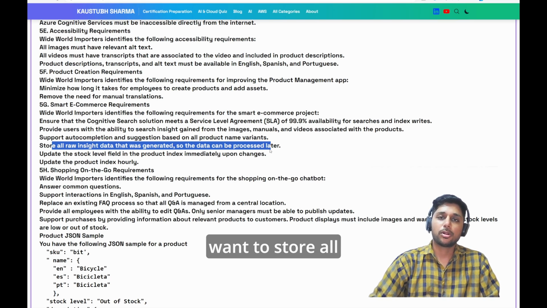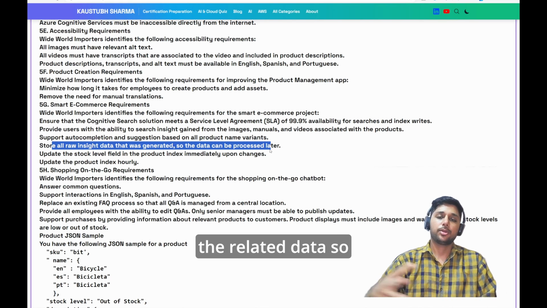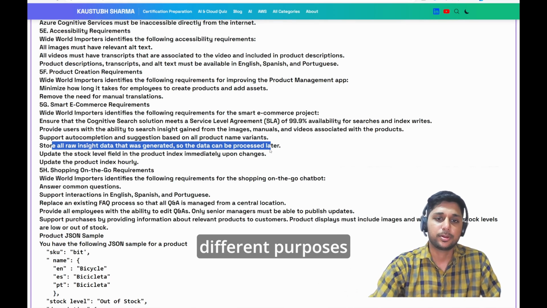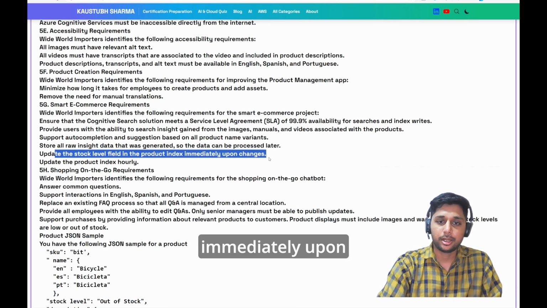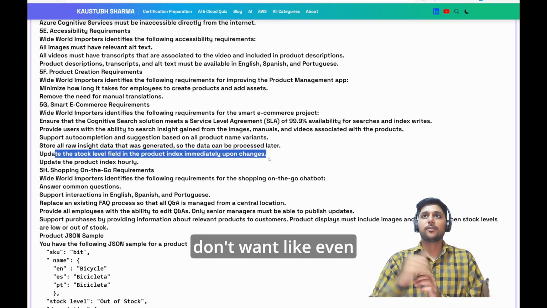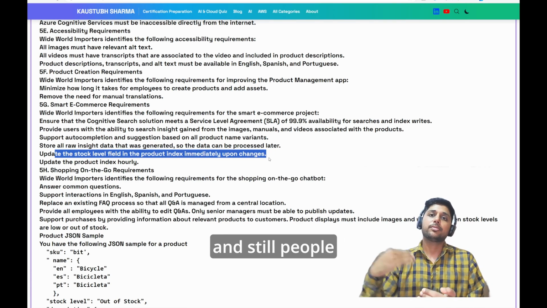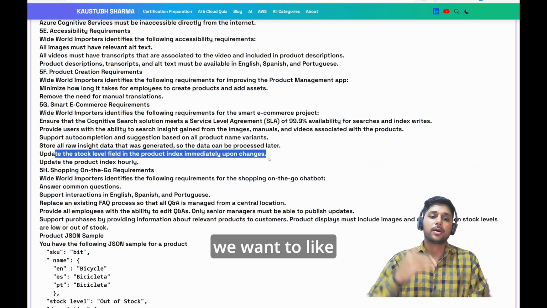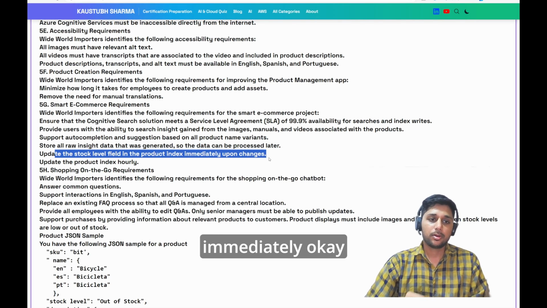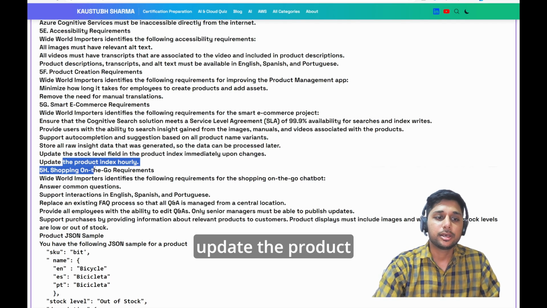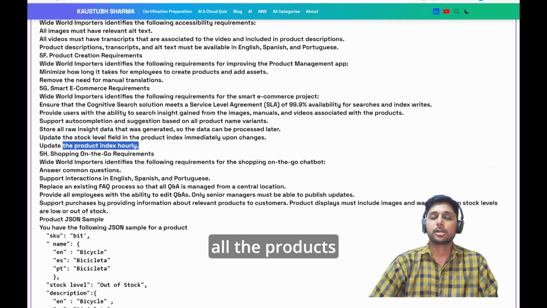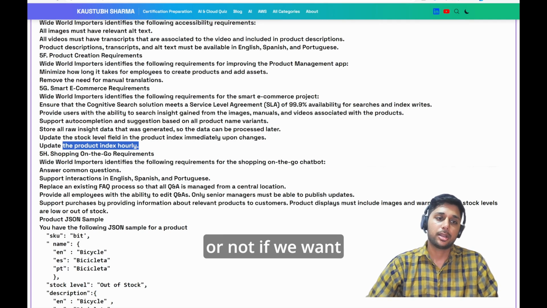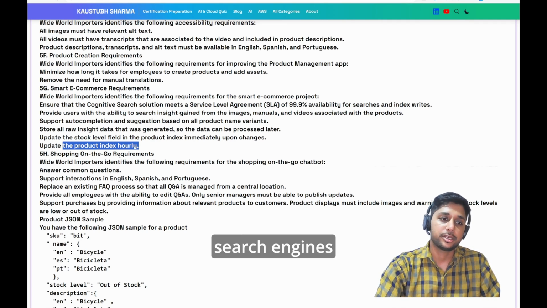We want to store all the related data so it can be processed for different purposes, and update the stock level field in the product index immediately upon changes. We don't want a situation where our product goes out of stock and people are still purchasing it. We want to update stock changes immediately. And we have to update the product index hourly. We have to update all the products, whether they are there or not, hourly in our search engine index.